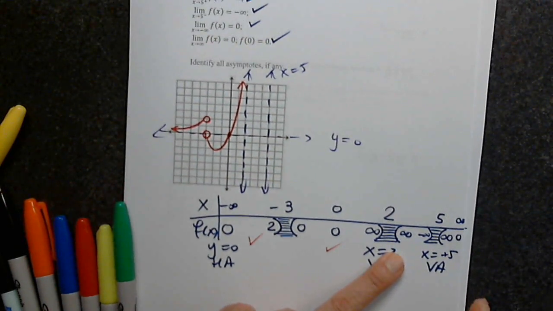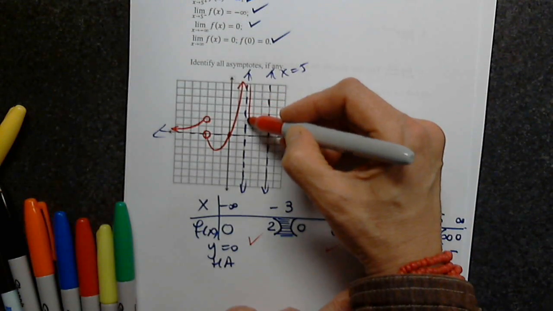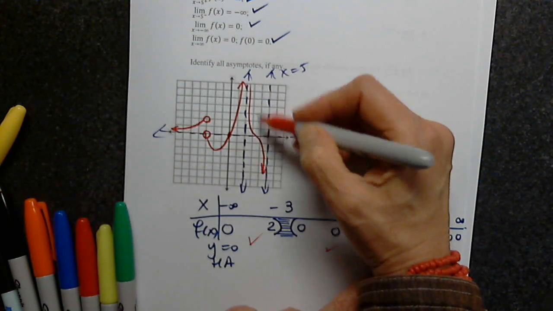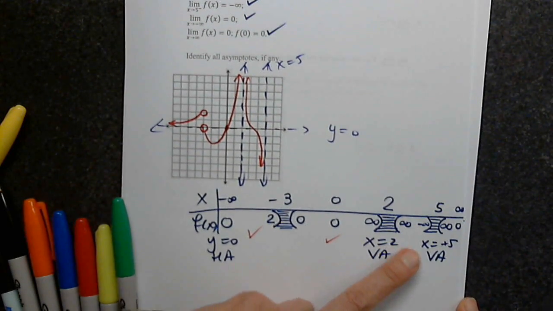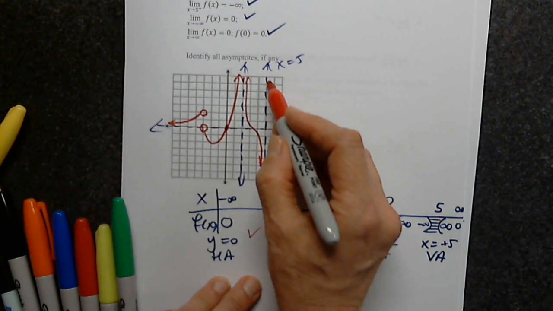Then from positive infinity it goes to negative infinity. So this is whatever I want to present. I can do this if I want to, but there is no point. And then from positive infinity to 0.